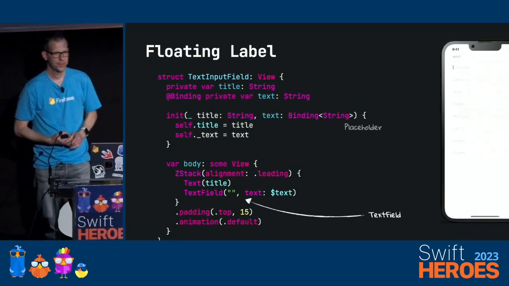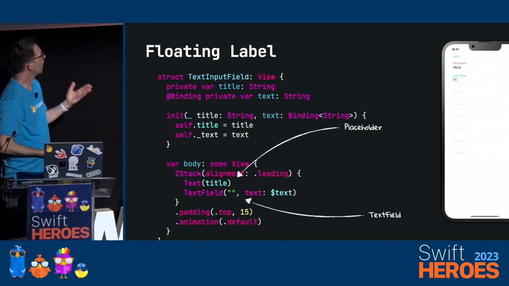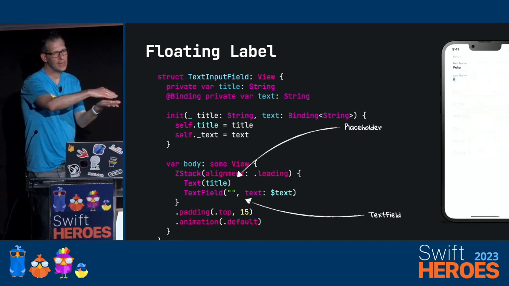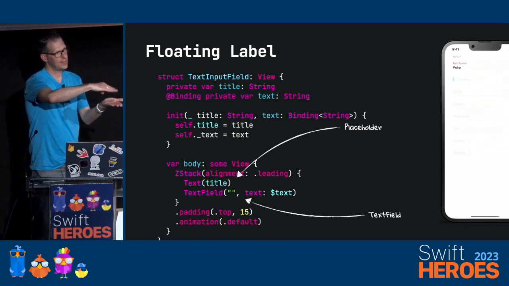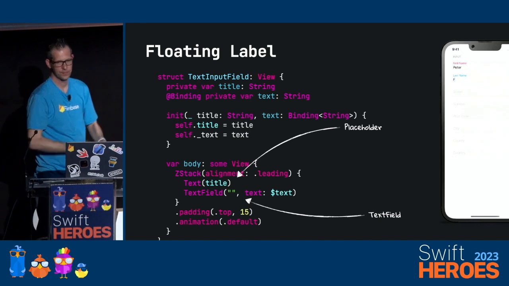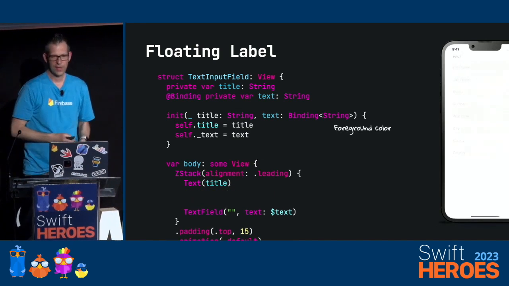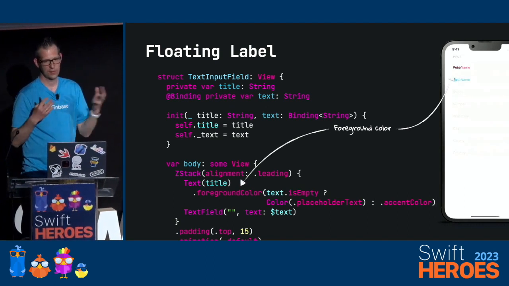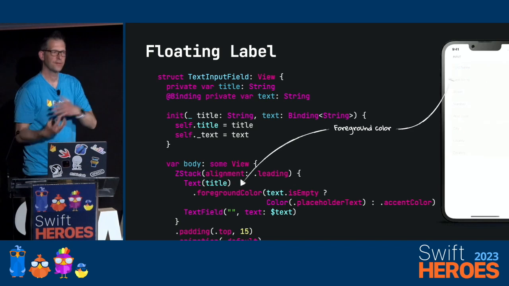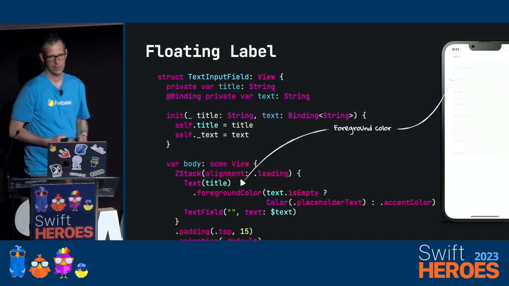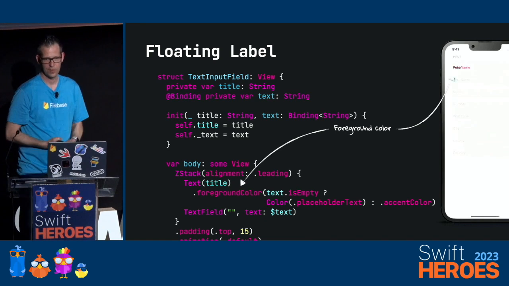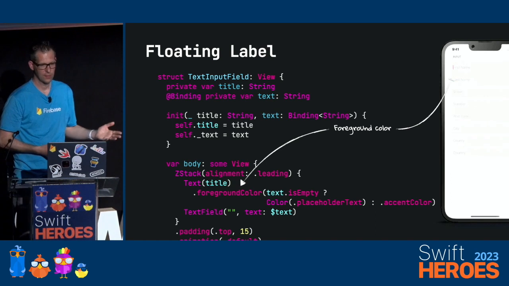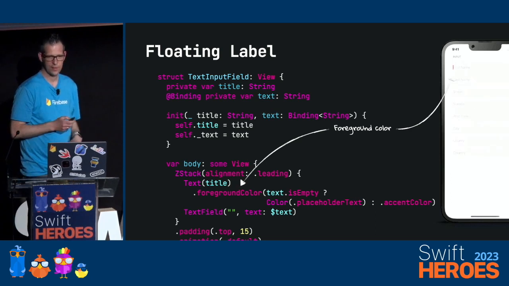All right, so this is the beginning of structuring this as a view. We use a Z-stack so we can overlay a text on top of the text input, and the text is going to be the placeholder. The first thing that we want to do is use a different foreground color if the text is empty than when it's not empty. So that's the first thing that I'm going to do, and as you can see in the video, in the animation, it doesn't look great yet, so we'll have to do something about it.